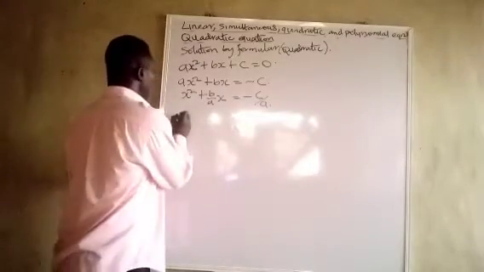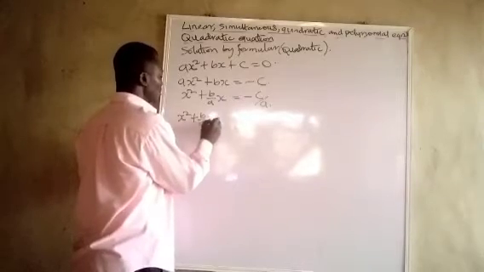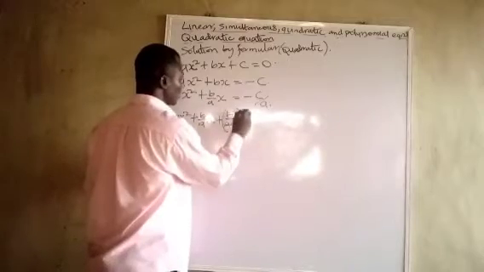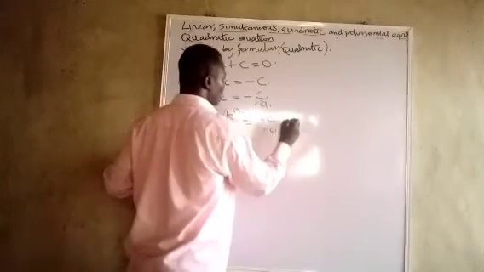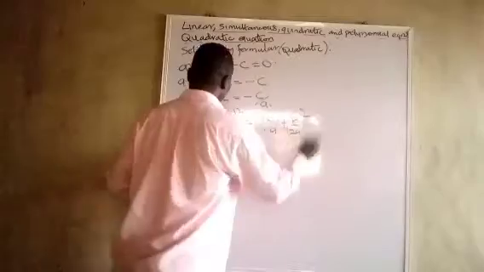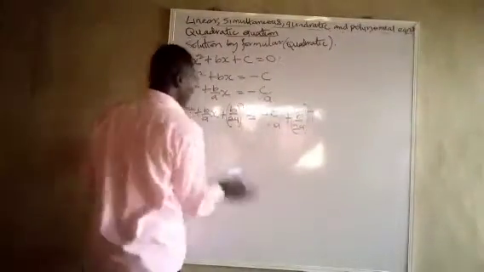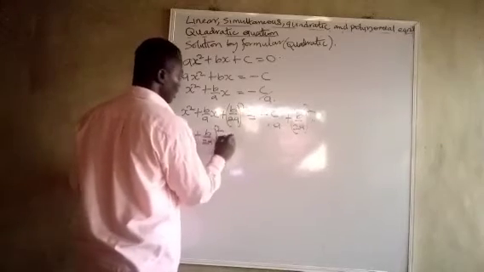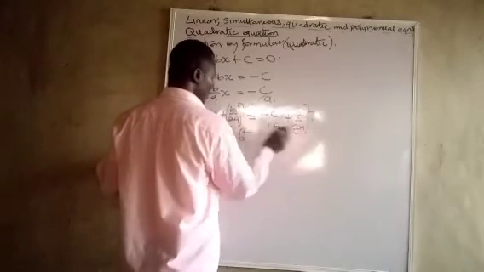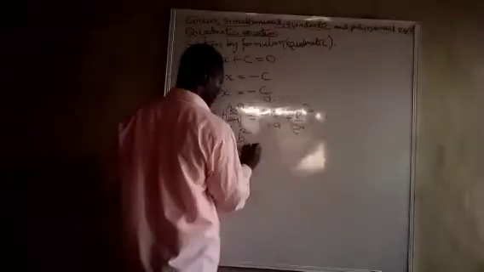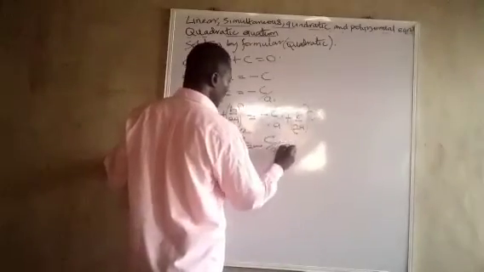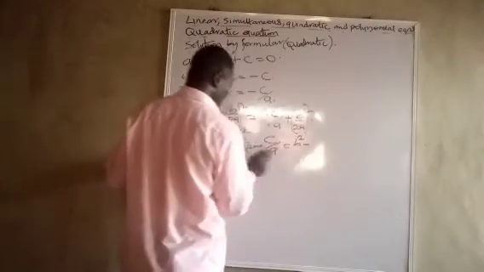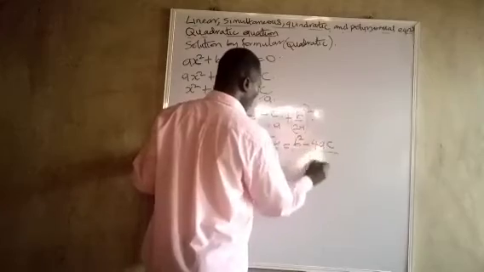You complete the square. So we have x squared plus b over a x. We divide this one by 2 and square: plus b over 2a all squared. And we add to the other side too: plus b over 2a all squared. Now, from here I can form my perfect square. So I have x plus b over 2a all squared is equal to b squared over 4a squared minus c over a. And you can see 4a squared is the LCM of the denominators. So I have b squared minus 4ac over 4a squared.